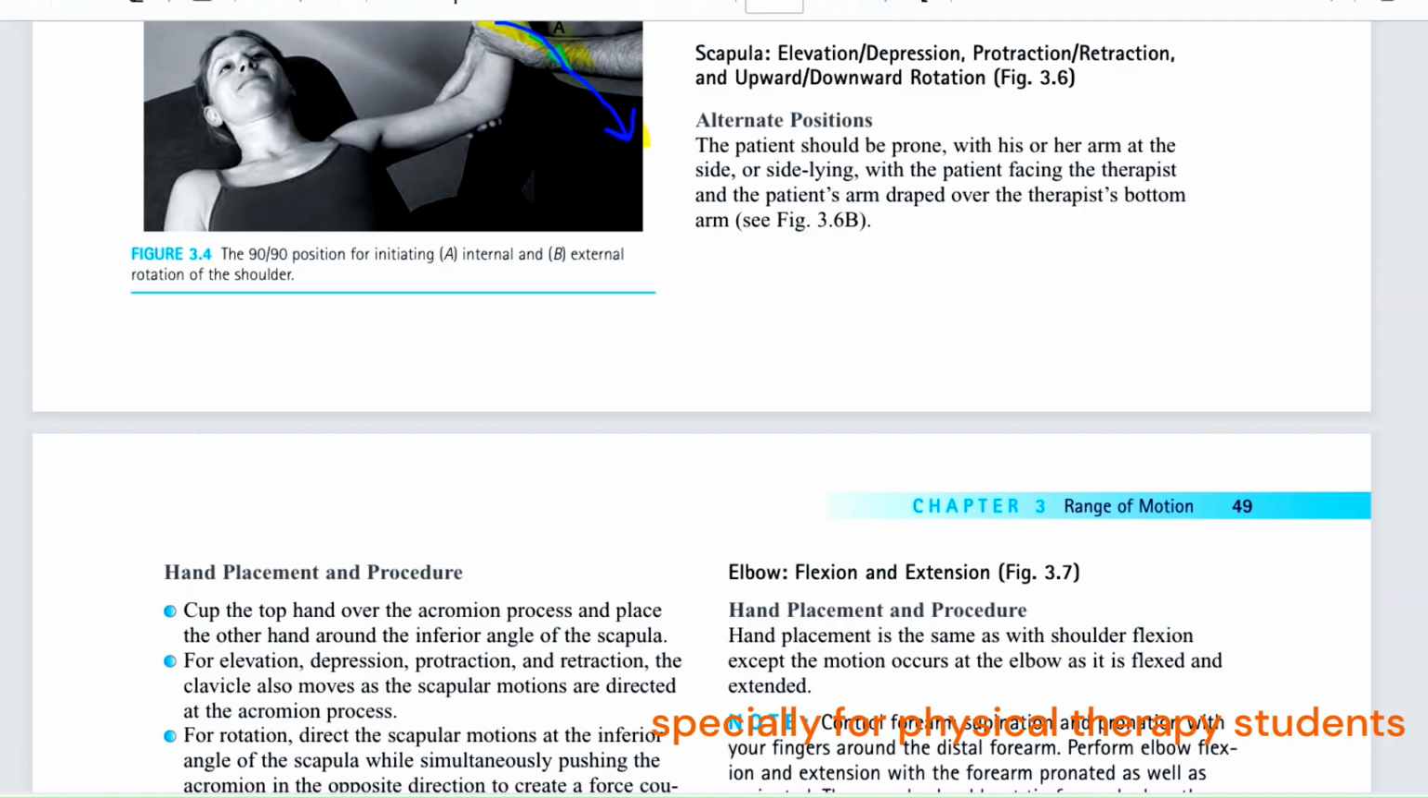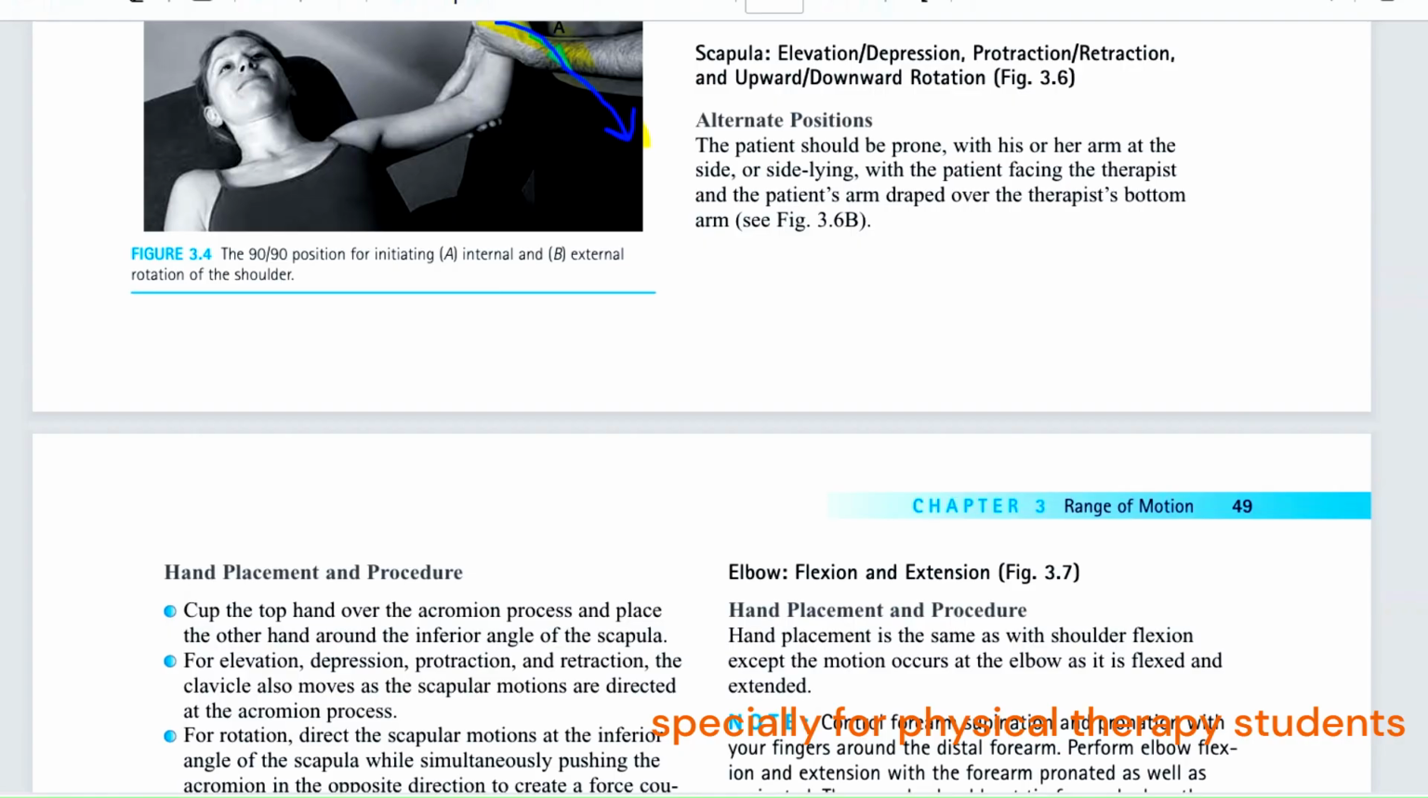Some patients are easy to perform any movements with in a prone position, but some are uneasy with that. So you need to take care of the patient as well, because they may not be able to make the prone position. So you need to take care of that.